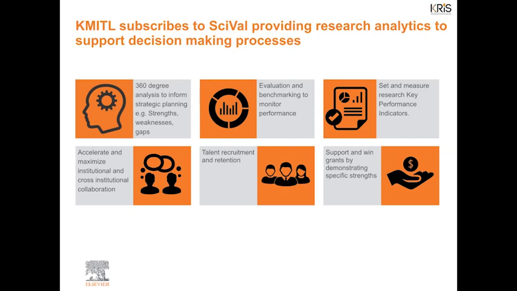SciVal is also used for collaboration to understand who works together, which networks underlie high quality research, and who you could work together with to improve quality. It's used for talent recruitment and to identify top researchers in particular subject areas to ask them to come and work at the university or maybe just to collaborate with them. And it has also been used to support some grant applications by demonstrating strength in particular research fields.